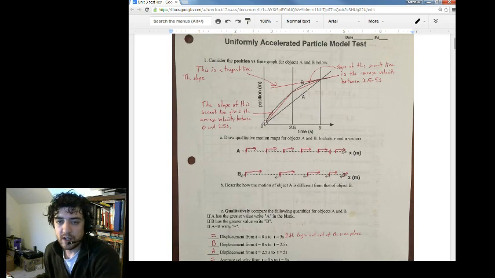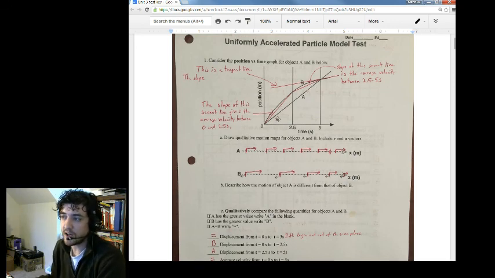Okay, so I connected point 0 to point 2.5 to illustrate a secant line. The slope of this line, as I've written there, gives you the average velocity between those two times, between 0 and 2.5. I've done the same thing from 2.5 to 5 because we're going to need that later. So that's the first slope you need to be concerned with, the slope of a secant line.